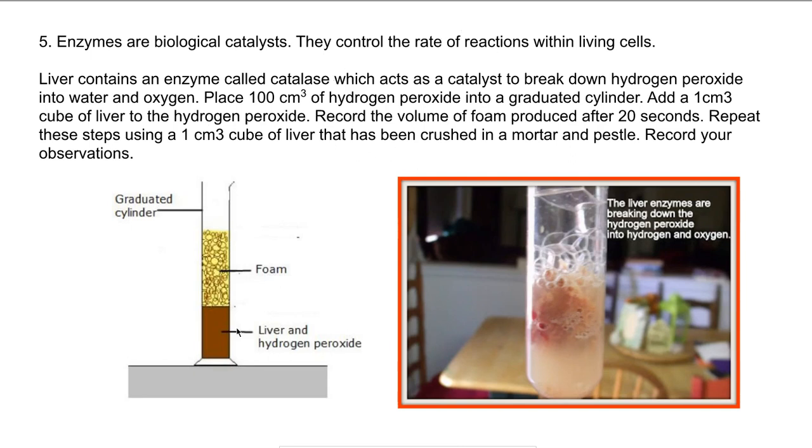In this experiment, we're putting hydrogen peroxide into a graduated cylinder. We're adding a small cube of liver to the hydrogen peroxide. We're not really going to collect the gas here, but we can measure the height of foam in the graduated cylinder. So you can see a picture of the foam being produced. We can measure the height of the foam every minute or every 20 seconds.